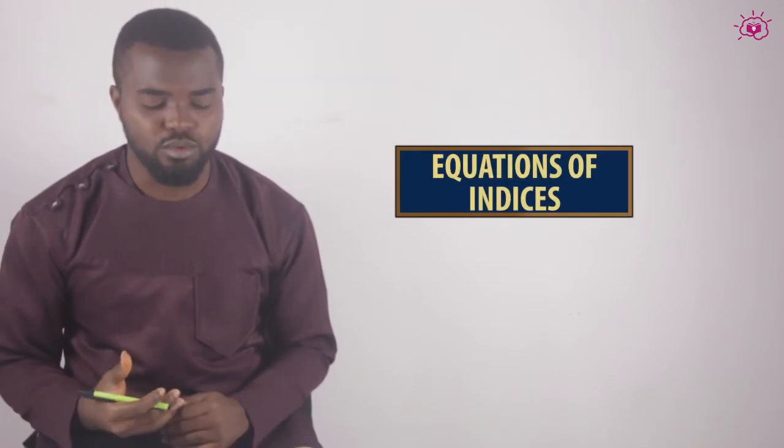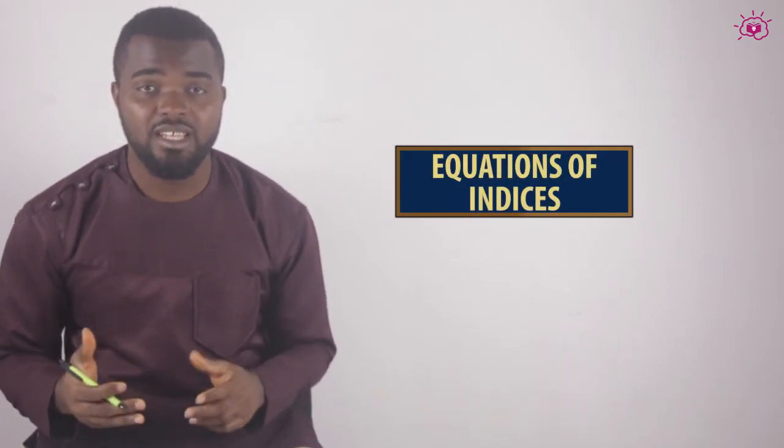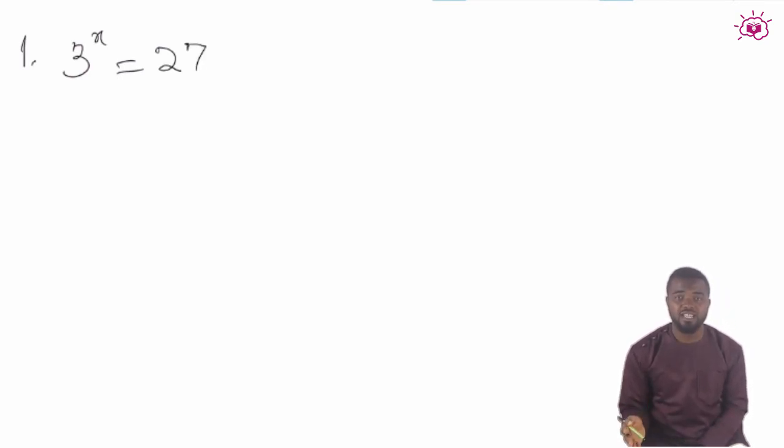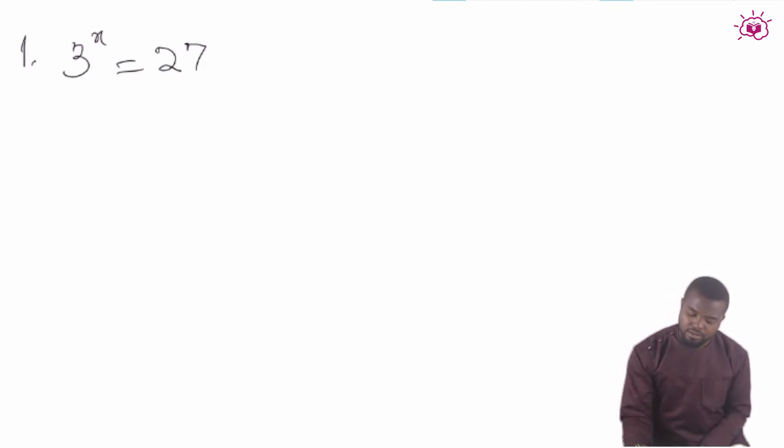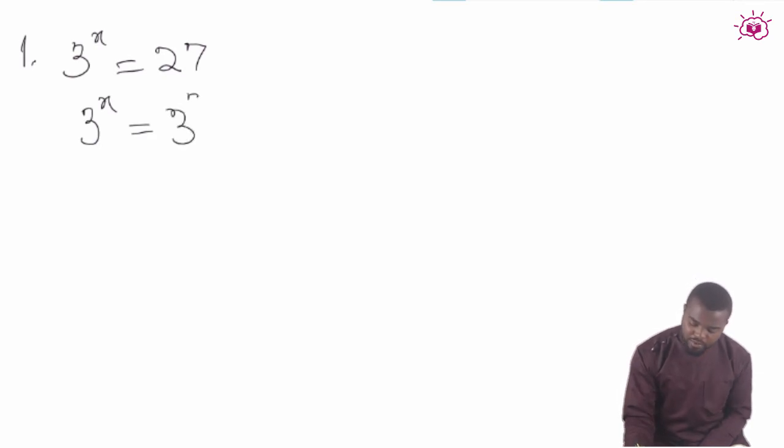Now we're going next to equations involving indices. This can be solved using a first method called expression. An example will be 3 raised to the power x equals 27. Now we are going to express 27 in the base of 3. Since we have 3 raised to the power x, and 27 can be expressed to a base of 3, we express 27 to a base of 3 so that we can now juxtapose. So in this case, 3 raised to the power x equals 27 to a base of 3, which is 3 raised to the power 3.